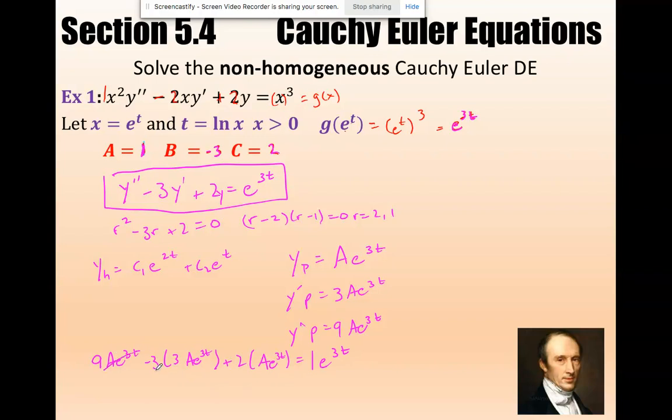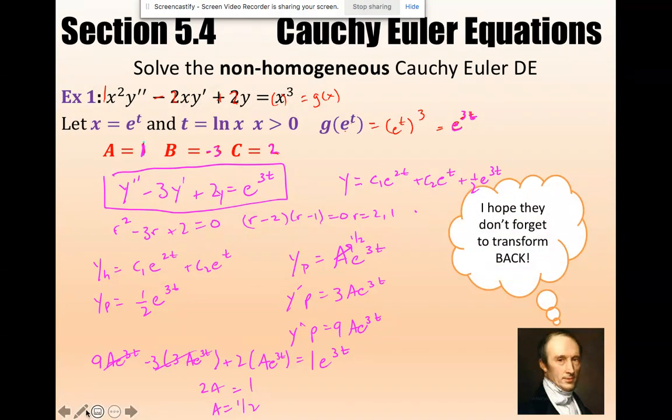So what do I have? 9 minus 9 plus 2a e to the 3t is equal to 1 e to the 3t. So a must be equal to 1/2. So my particular solution, which means my actual solution, my complete solution, looks like that, right?